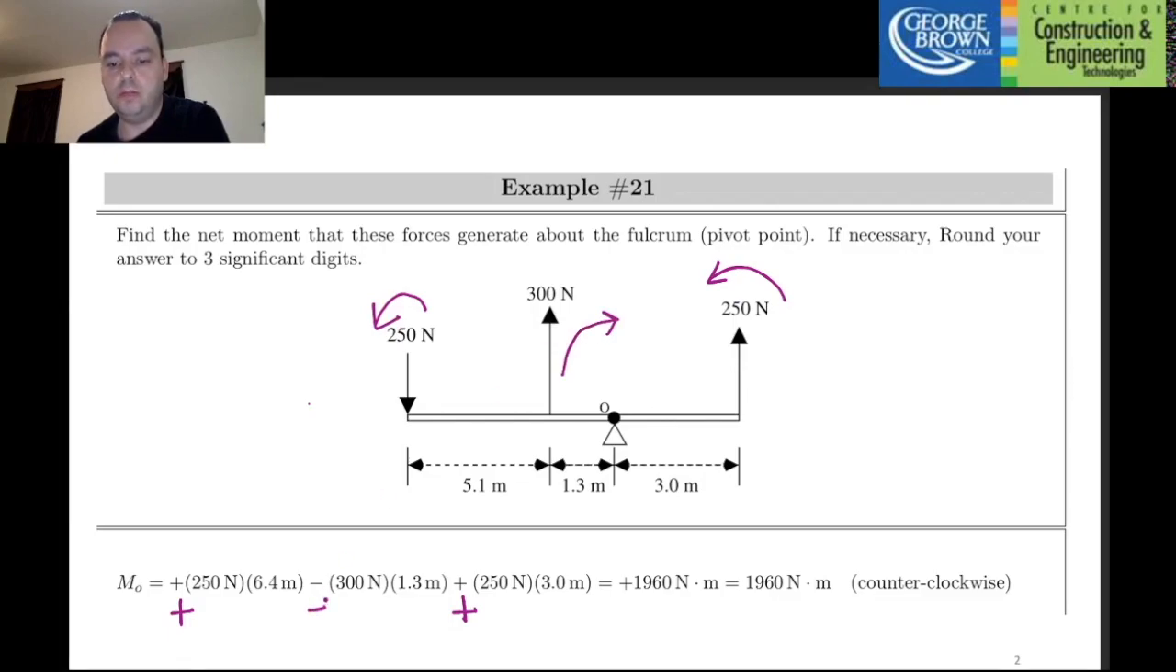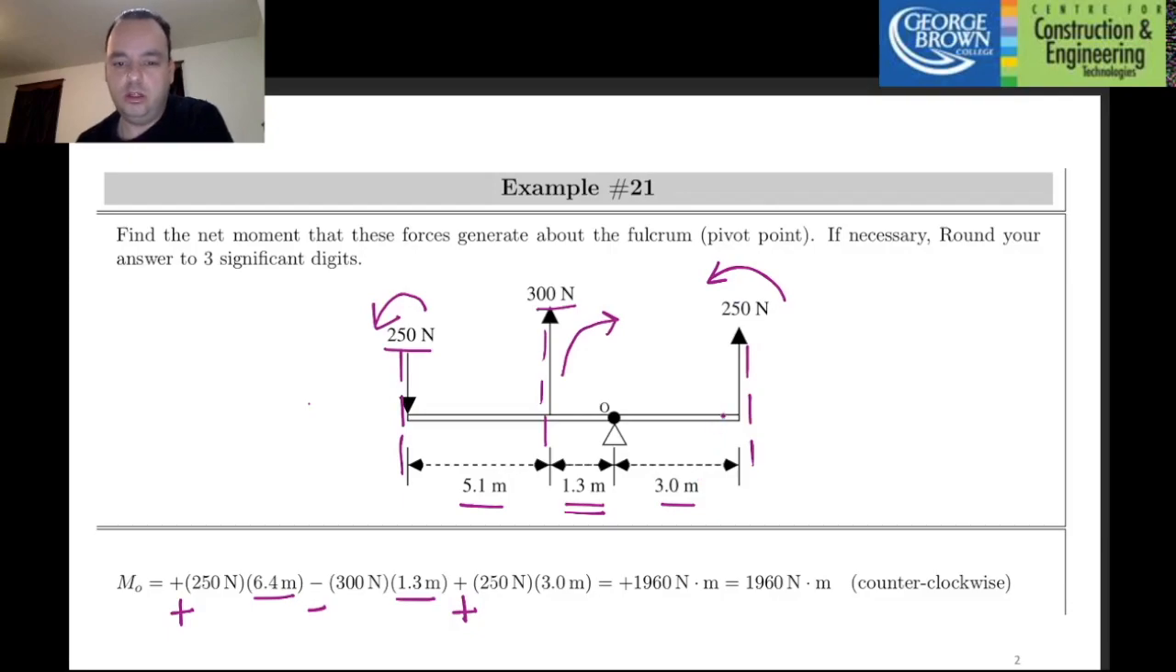moment expression. Each of these forces have lines of action, and their lines of action have a respective distance away from the point of rotation O. For example, the 250 Newton force is 5.1 plus 1.3, or 6.4 meters away from the point of rotation. The 300 Newton force is only 1.3 meters away from the point of rotation, and the 250 Newton force is 3 meters away from the point of rotation.